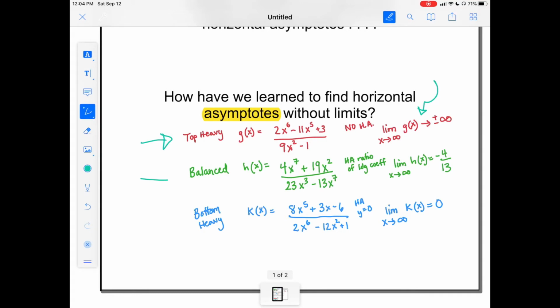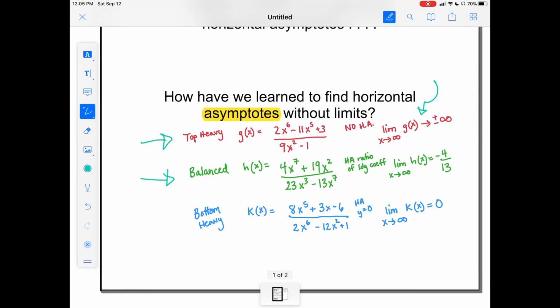All right, second condition. That's balanced, and that's when your degrees in the numerator and denominator are the same. So if we looked at this h of x, the highest degree on the top is 7. Highest degree on the bottom, and I intentionally flipped it so that you're not comfortable with the fact that your highest degree is always the first one. So here, that highest degree is actually 7 as well.